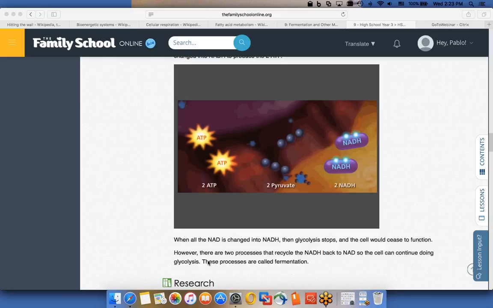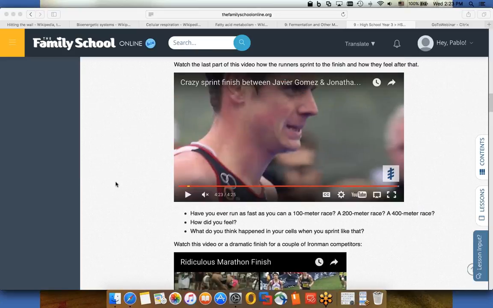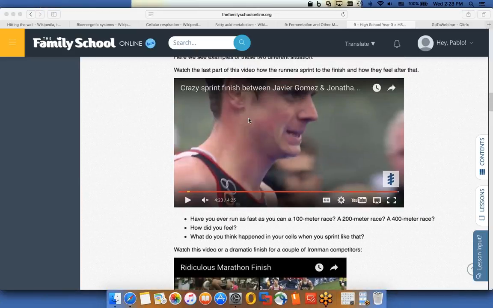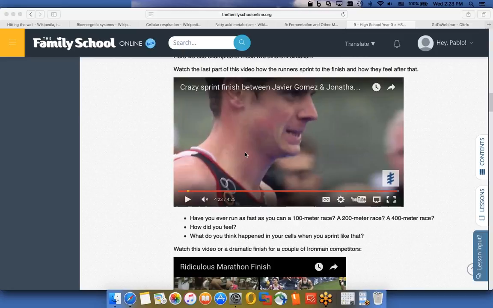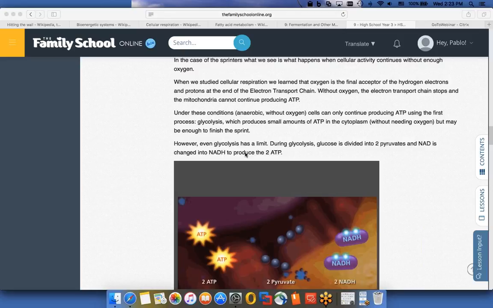That's right. And there are two processes to do that. They are called fermentation. Okay, and so that is what we are going to see here next. What are these processes of fermentation? Okay, so you see that in the case here of the sprinters, why do you think that the British sprinter couldn't keep up with the Spanish one? What do you think might have happened at the cellular level?